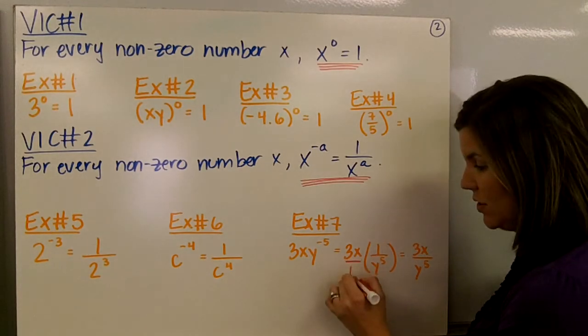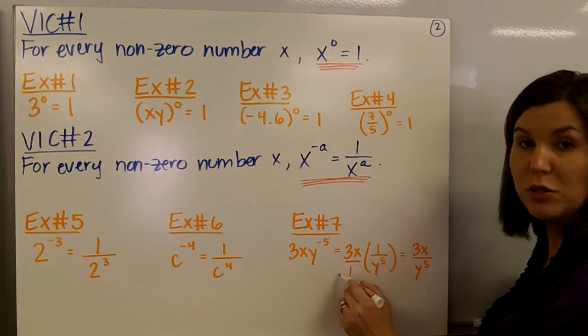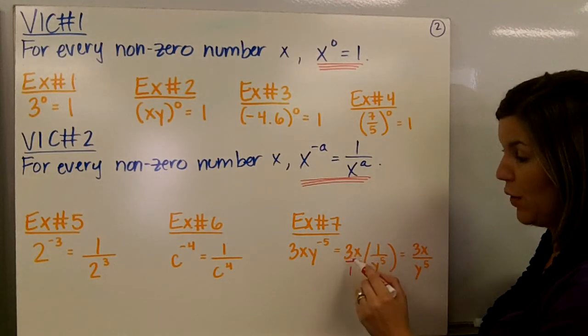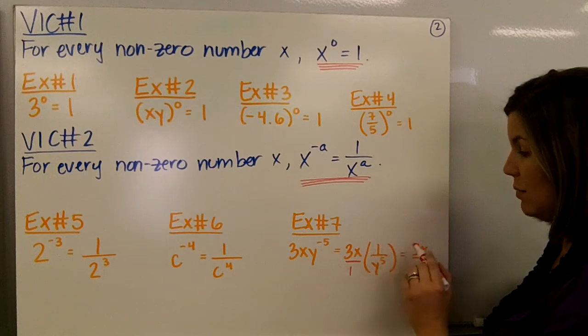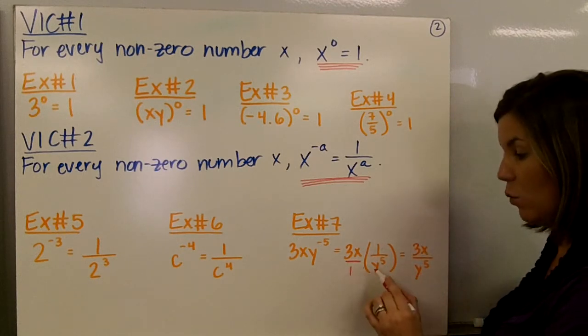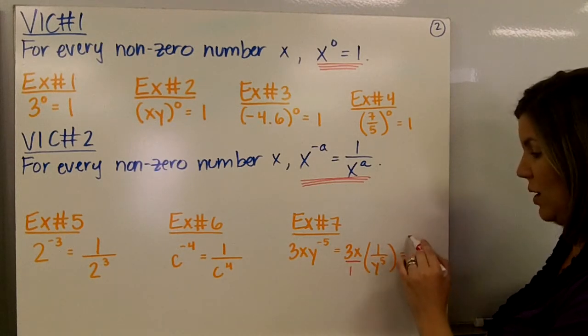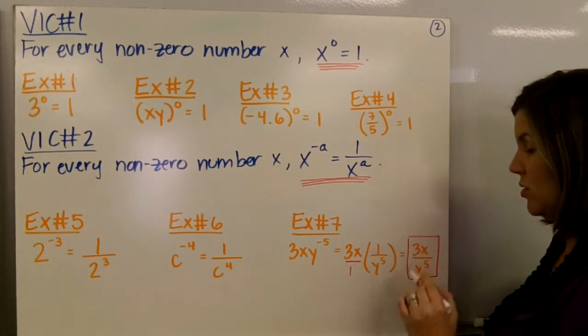Now, this has an invisible denominator of 1, and when we multiply two fractions, we multiply tops and then we multiply bottoms. So 3x times 1 gives us 3x, and 1 times y to the fifth is just y to the fifth. So this would be your answer simplified.